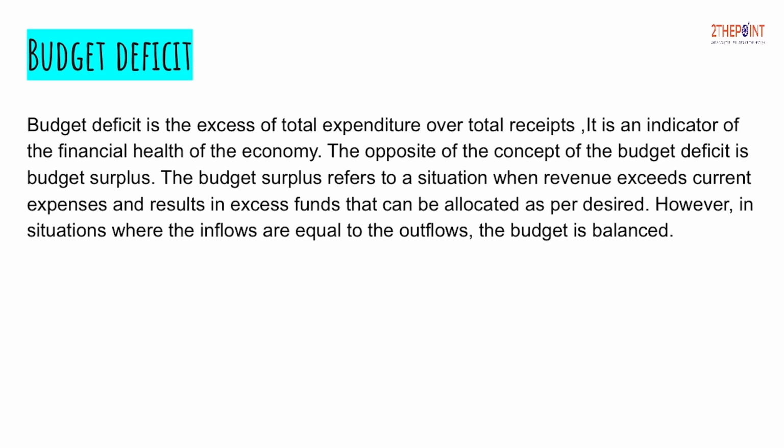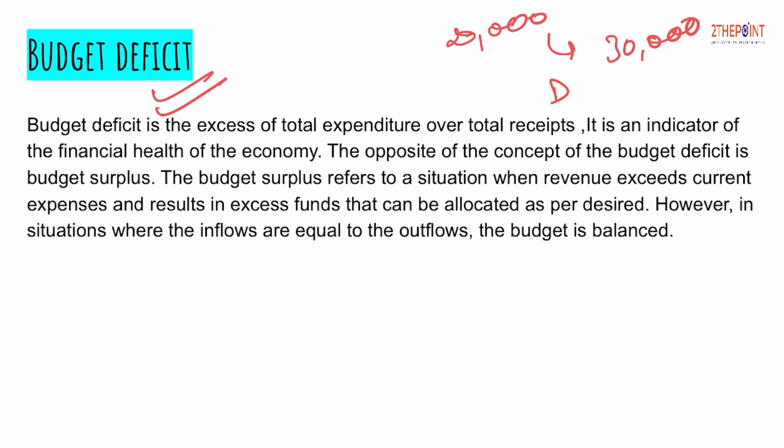For example, your salary is 20,000 a month. Now what if you spend 30,000? At the end of the month you will be left with no money and you will be in the situation of deficit. So same as with the government, when the government spends more than its revenue, it lands itself in the situation of deficit, and it is called budget deficit.